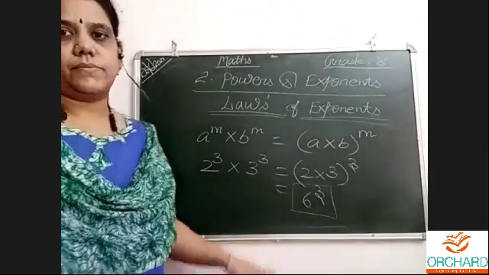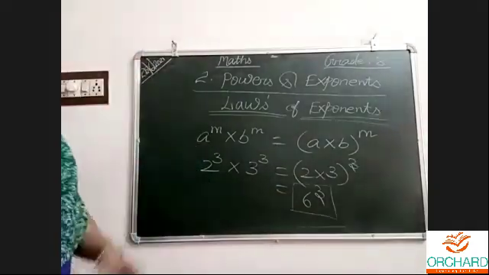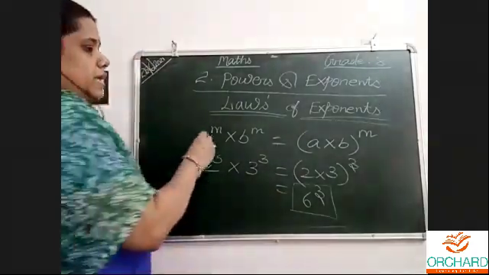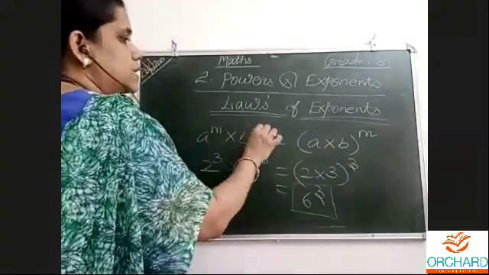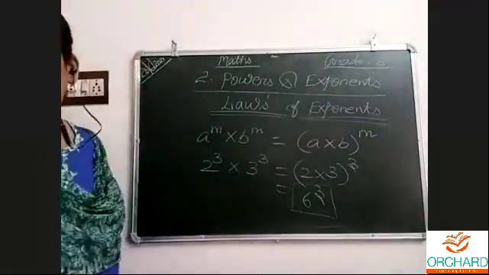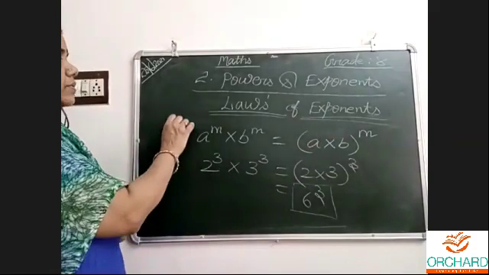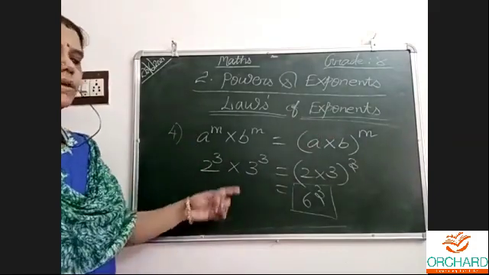Now this is the thing. So this is for this example, when the bases are different and the powers are the same. This is the fourth law of exponents. Like this it will come.